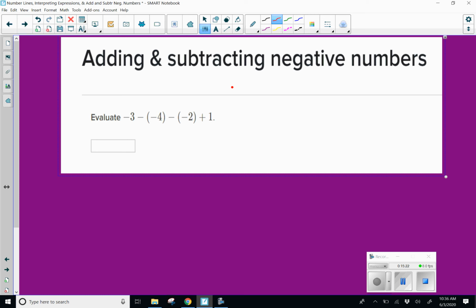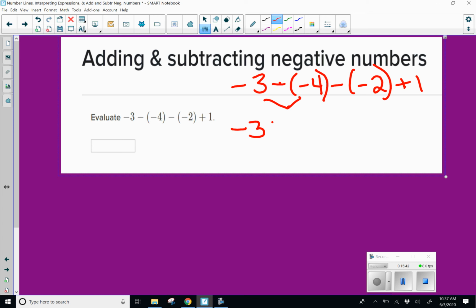All right, so let's rewrite our problem. I've got negative 3 minus negative 4 minus negative 2 and then plus 1. Lots of negatives here. So we're just going to go left to right and we're going to do our keep, change, change. Negative 3, add the opposite, or keep, change, change. That becomes negative 3 plus 4, which equals positive 1. They're different signs, so we subtract. And we have more negatives than positives.